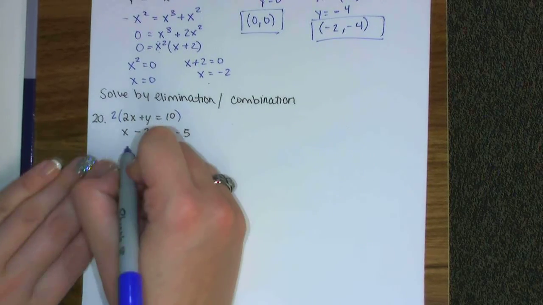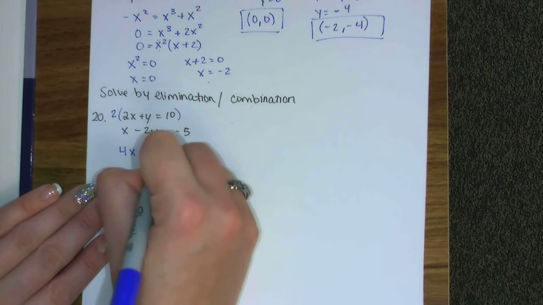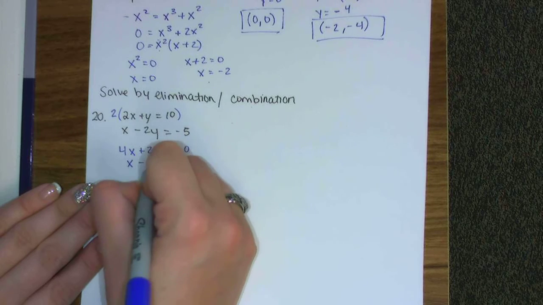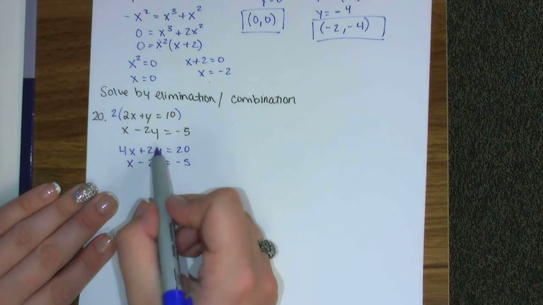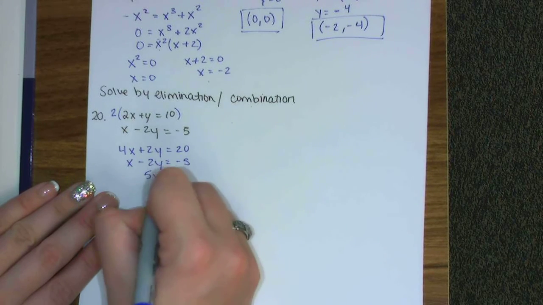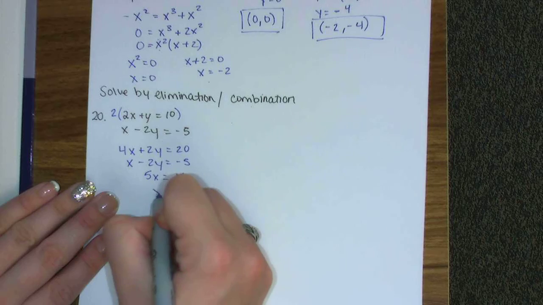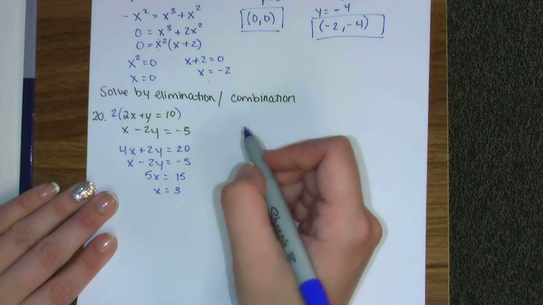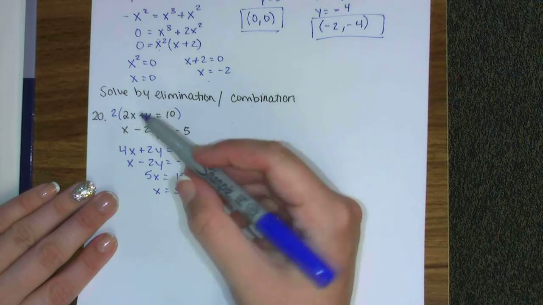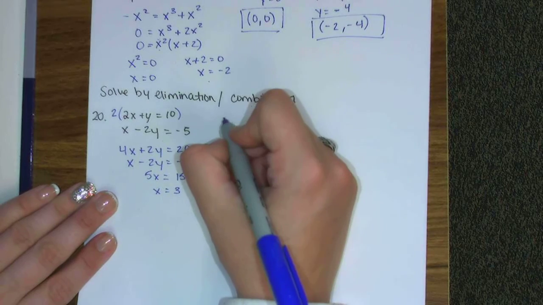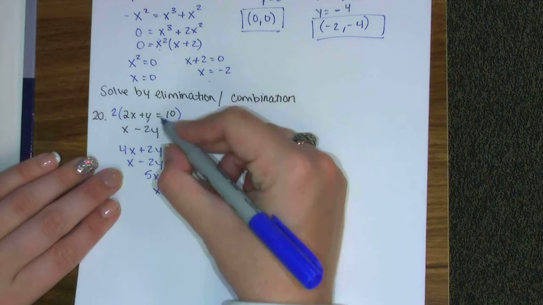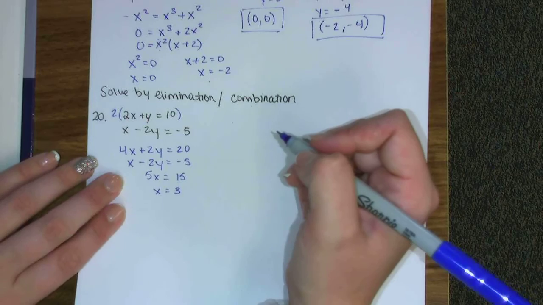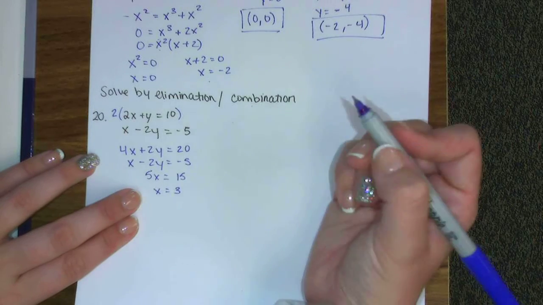So I get 4x plus 2y is equal to 20. And then I just copy down the bottom one, x minus 2y is equal to negative 5. So the y's go away, so I'm left with 5x is equal to 15. So x is equal to 3. Then I plug it into either equation. Since there is one with x by itself, I'm going to use that one. And you can use the original. You don't have to use the modified equation either, if you wanted to and you were so inclined.